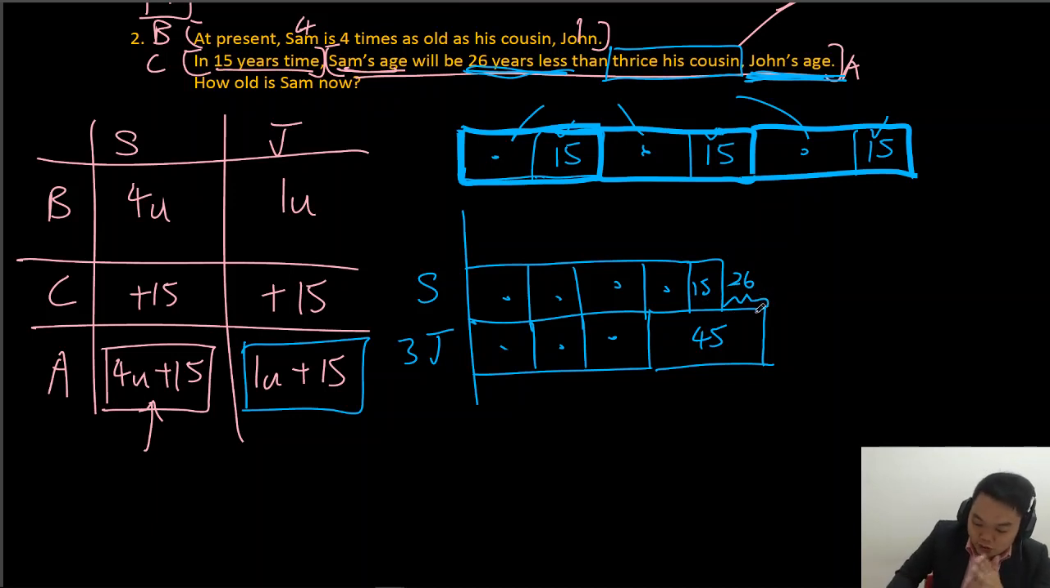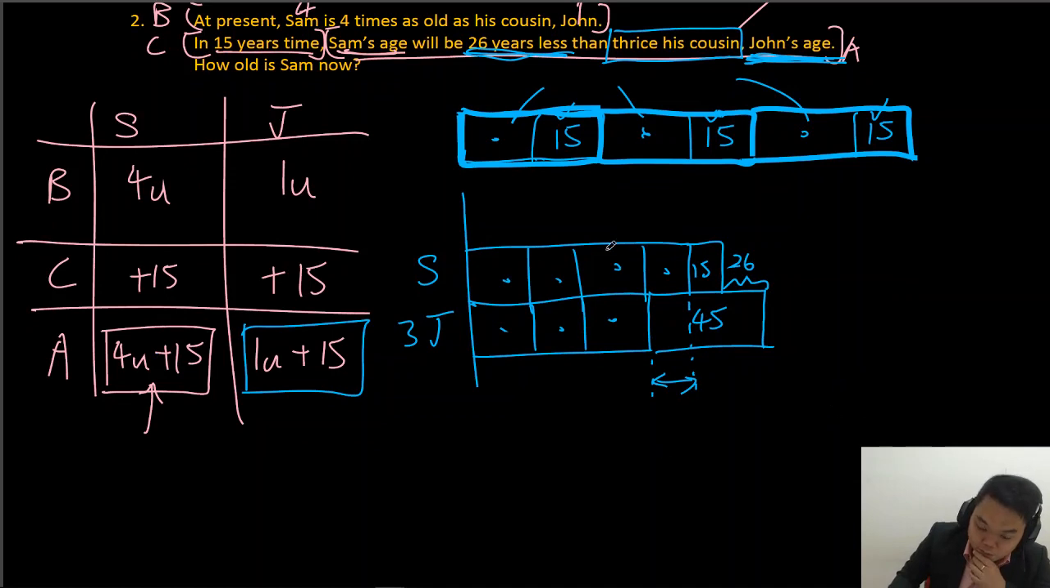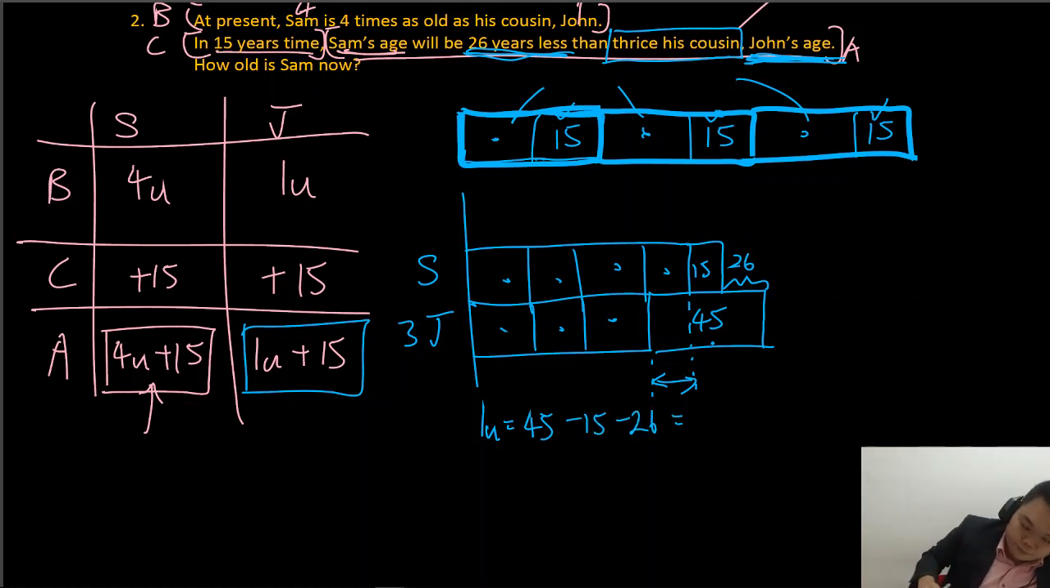Okay, so once we have done this already, the next thing that we want to do is to compare between units with units, numbers with numbers. So once we've got this, this 1 unit here, you can see it clearly, it has to be 45 minus 15 minus 26. Okay, then this is going to give us 4.